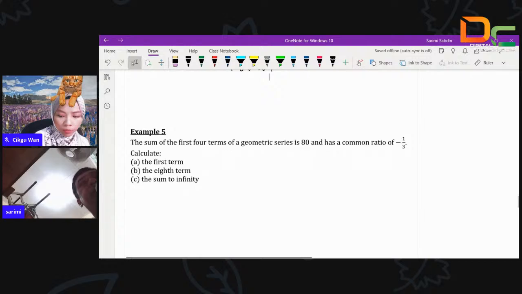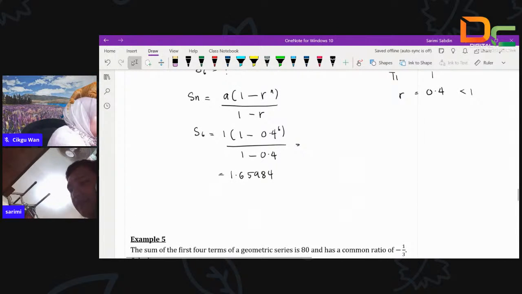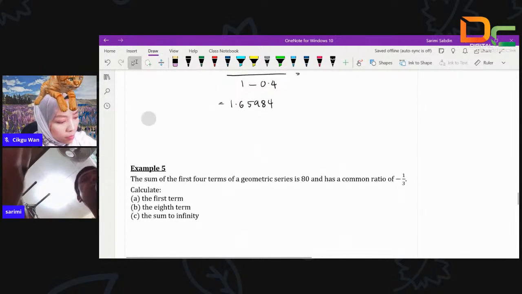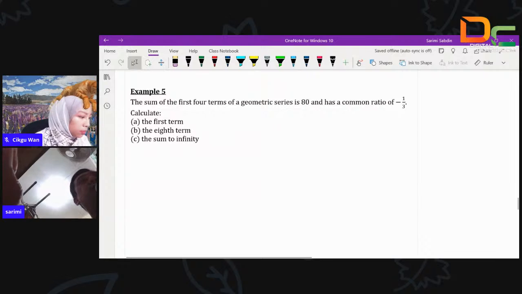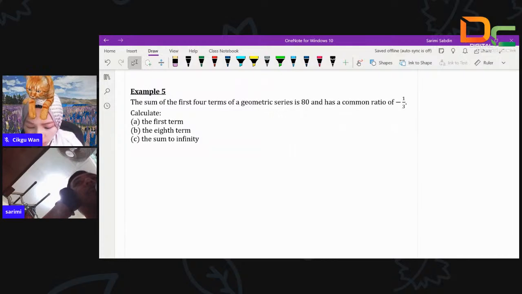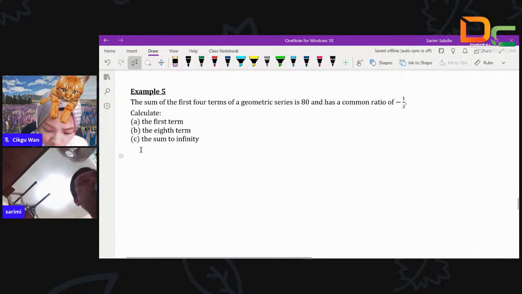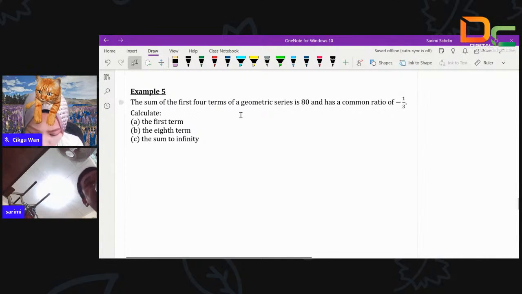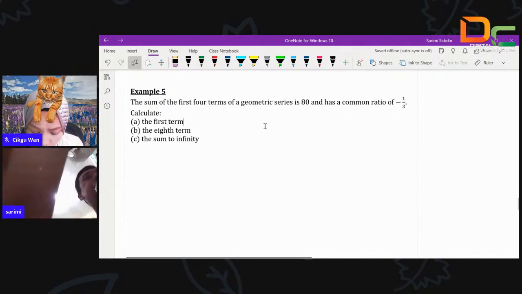Example 5. Okay, still about the sum. The sum of the first four terms of a geometric sequence is 80 and has a common ratio of negative 1 over 3. So calculate the first term, the eighth term, and the sum to infinity. Alright, so this question has sum to infinity.